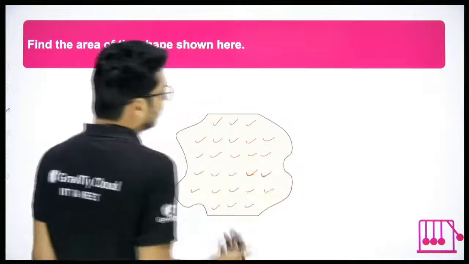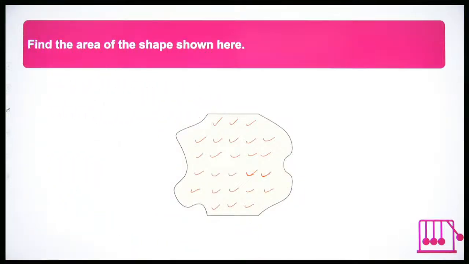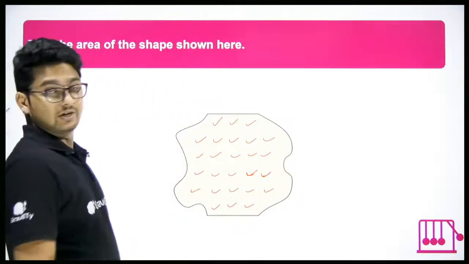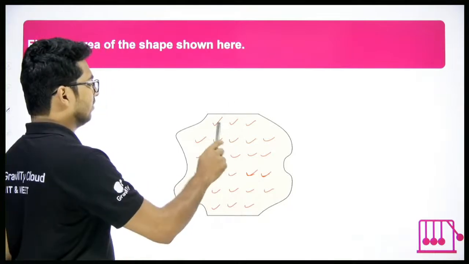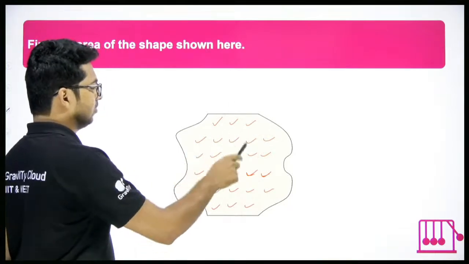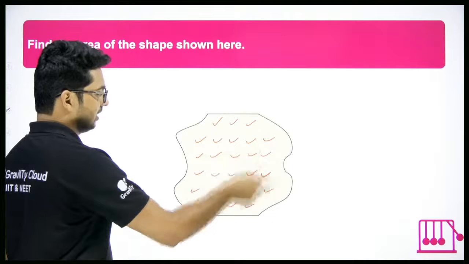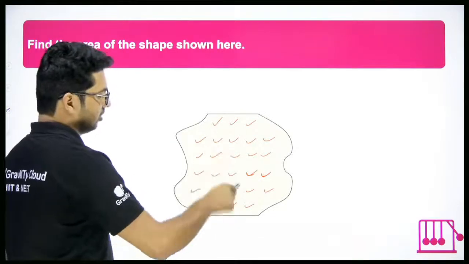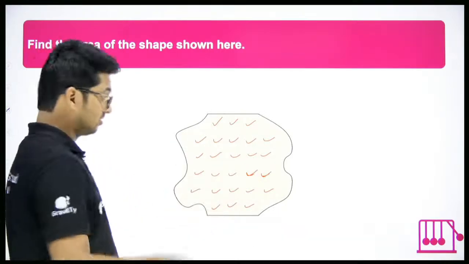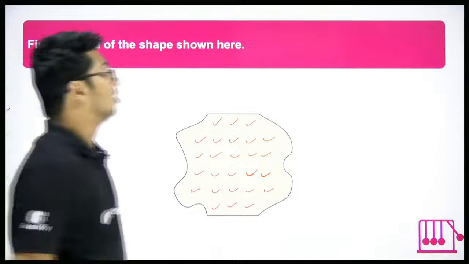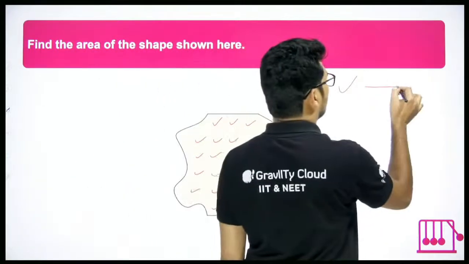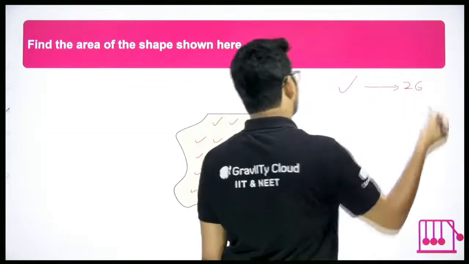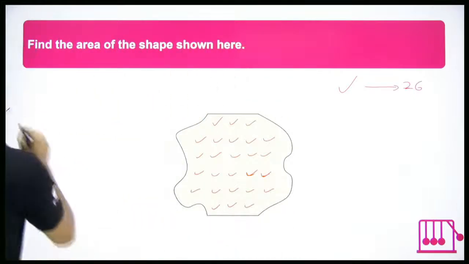Right, now you have to count them. Again, counting is also crucial. You should not miss any square. So 1, 2, 3, 4, 5, 6, 7, 8, 9, 10, 11, 12, 13, 14, 15, 16, 17, 18, 19, 20, 21, 22, 23, 24, 25, 26. How many? 26 in total. 26 full squares.